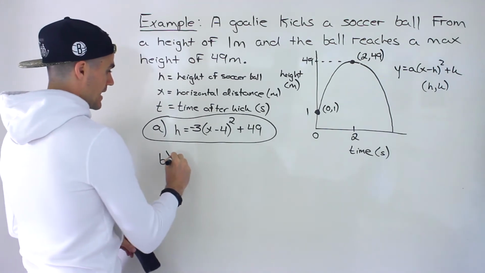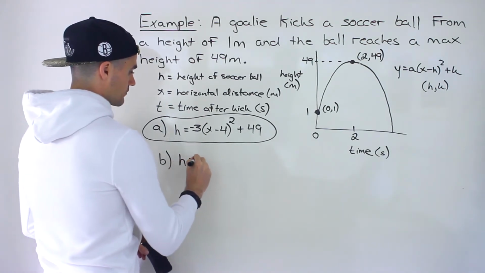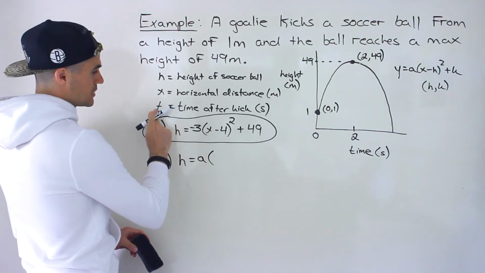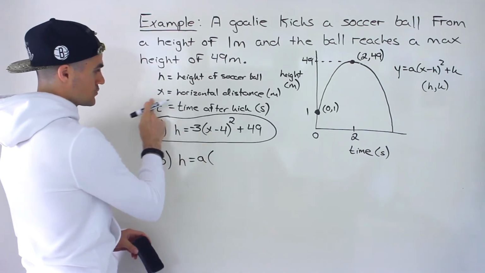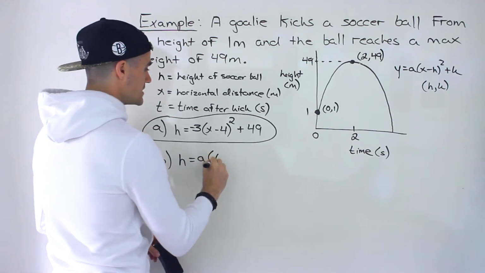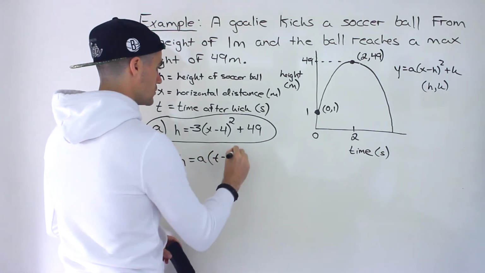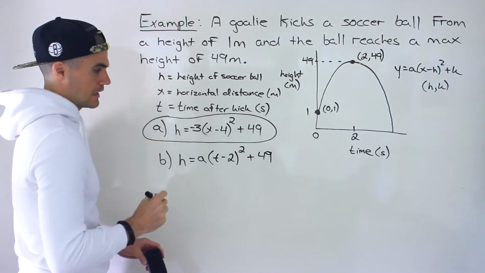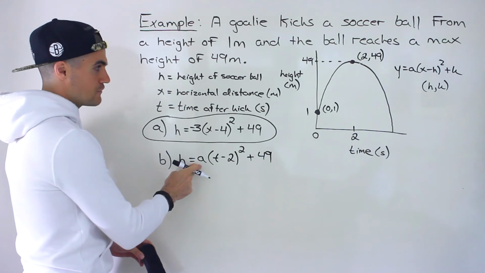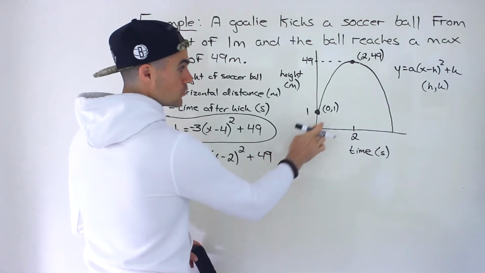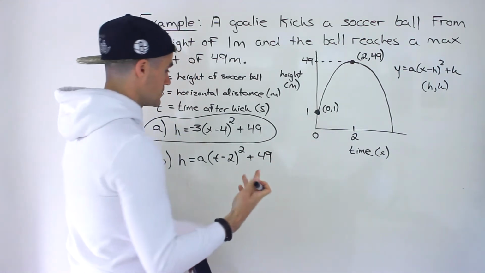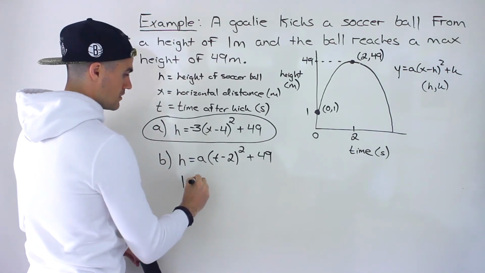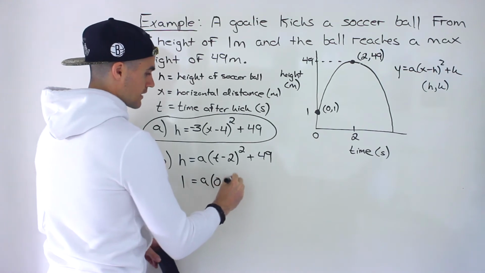But the exact same thing is going to happen. We're going to do the exact same process, but now instead of dealing with x, we're going to be dealing with time, right? We introduce this new variable, so we'll have t minus 2 to the power 2 plus 49. And then same thing, we still have to solve for this a value, so we'd be using this same point, 0 and 1. So it has a height of 1 meter at 0 seconds.